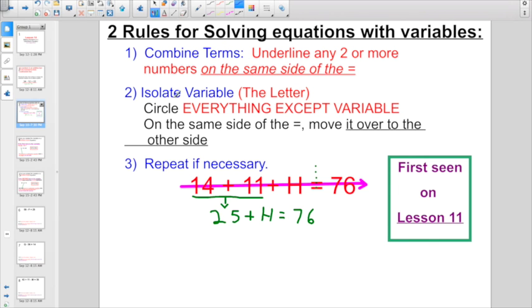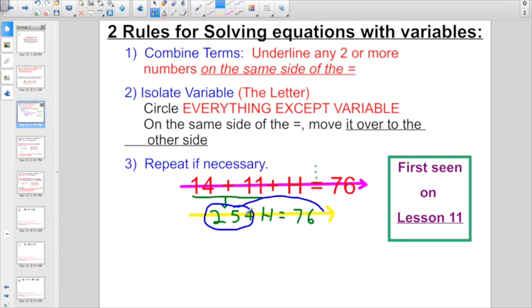Your second step would be to isolate a variable. The letter is the variable. You want to get the variable by himself on one side of the equal sign in algebra. So we're telling everybody to circle everything except the variable on the same side of the equal sign and move it over to the other side. 25 and the plus wants to be isolated. Get him away from the letter. Kick him over to the other side.